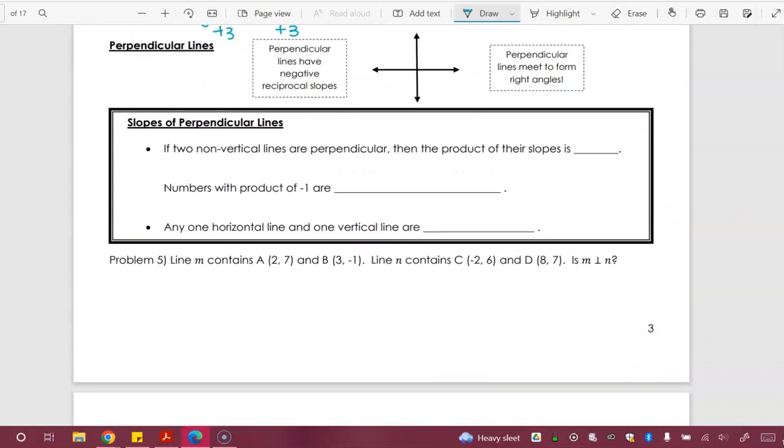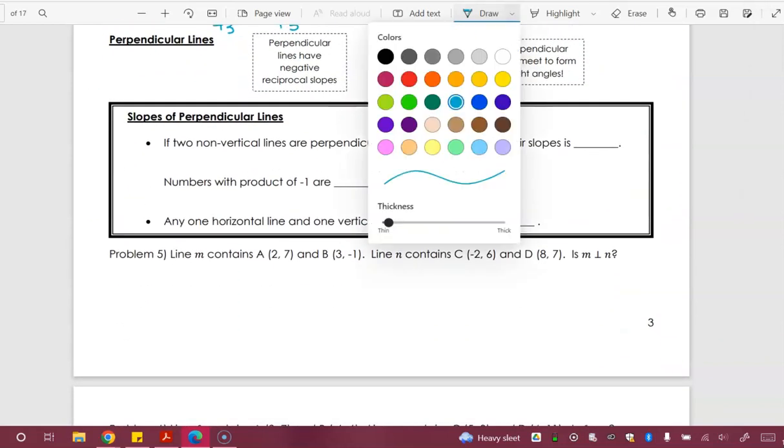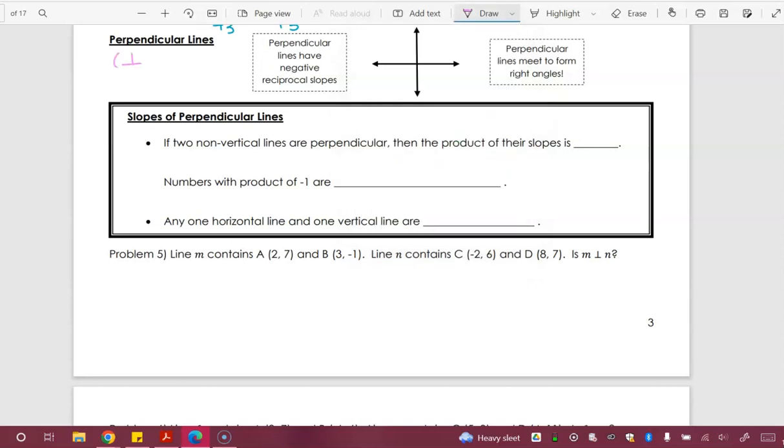Next, let's talk about perpendicular lines. The symbol is an upside down T. So if you see that, that's perpendicular. They have negative reciprocal slopes. So let's talk about what that means. Another word for that is opposite reciprocals. I like that a little bit better because it's talking about the signs being different. So one's going to be positive and one's going to be negative. That's what negative means.